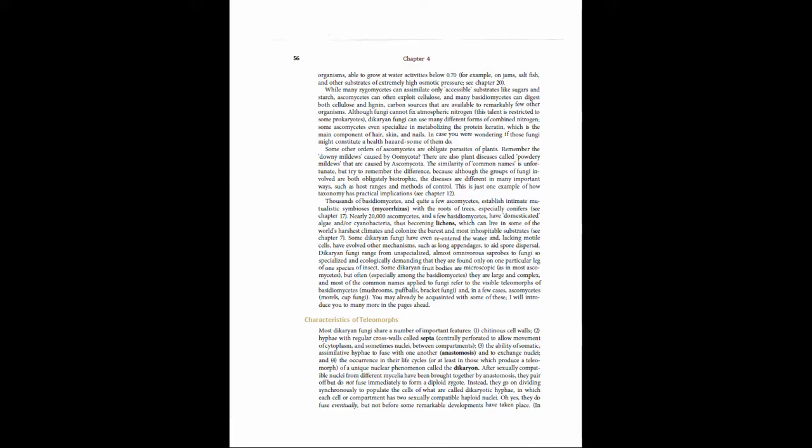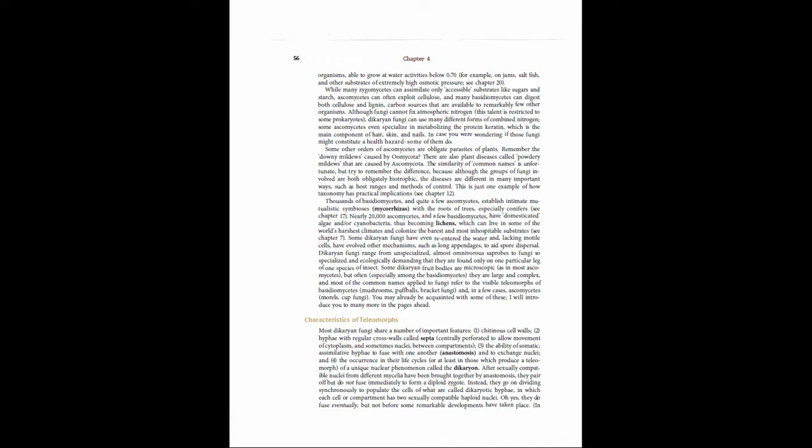Thousands of basidiomycetes, and quite a few Ascomycetes, establish intimate mutualistic symbioses, mycorrhizae, with the roots of trees, especially conifers, see Chapter 17. Nearly 20,000 Ascomycetes, and a few basidiomycetes, have domesticated algae and/or cyanobacteria, thus becoming lichens, which can live in some of the world's harshest climates and colonize the barest and most inhospitable substrates, see Chapter 7.